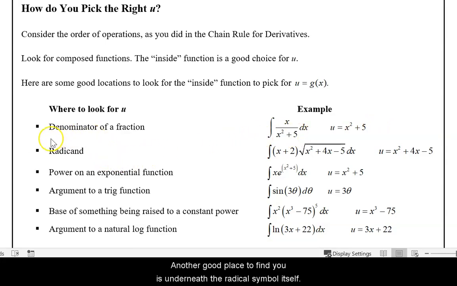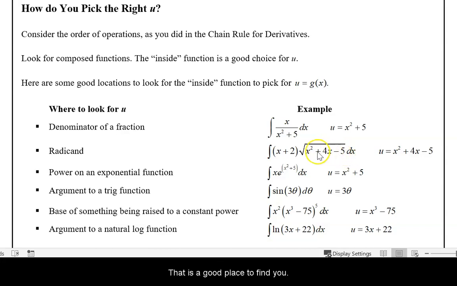Another good place to find U is underneath the radical symbol itself. The expression under a radical is called the radicand. Whatever is underneath it, whether it's a square root, a cube root, a fifth root, or a 42nd root, that is a good place to find U. In this problem, there are expressions outside the radical and under the radical. What is under the radical, known as the radicand, is the correct choice of U.